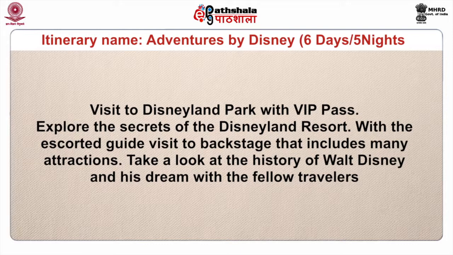On the next day, visit the Disneyland Park with a VIP pass. Explore the secrets of the Disneyland resorts. With the escorted guide, visit backstage that includes many attractions. Take a look at the history of Walt Disney and his dream with the fellow travelers.